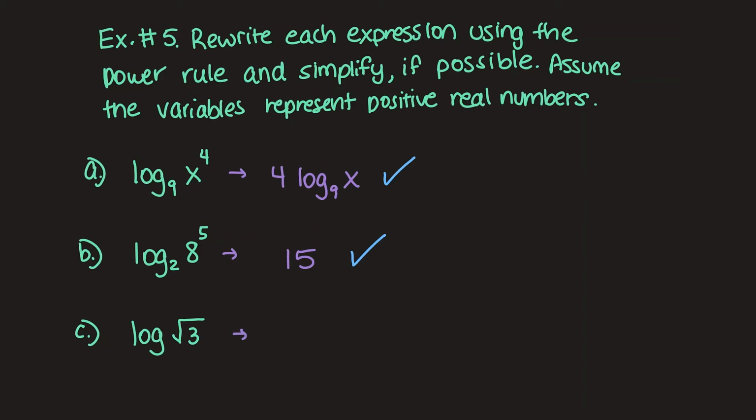And for log of the square root of 3, note that the square root of 3 can be written in exponential form as 3 raised to the 1/2 power. And using the power rule, we can write this as 1/2 times log of 3.